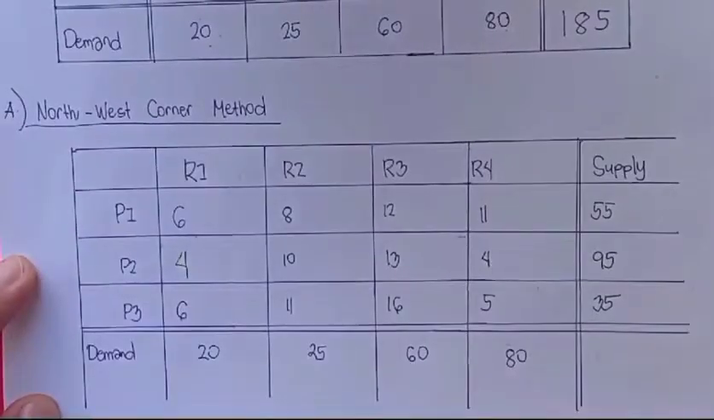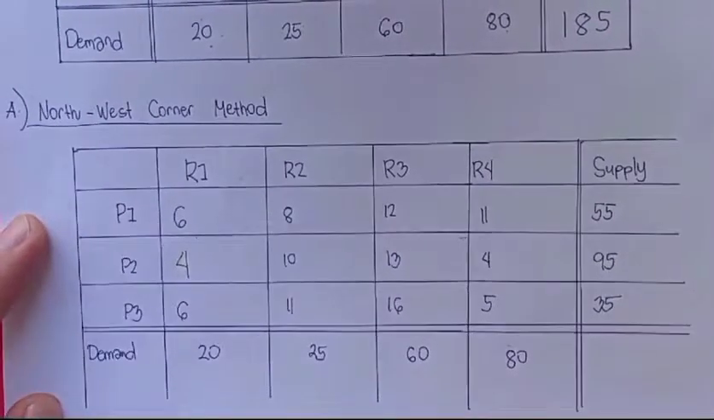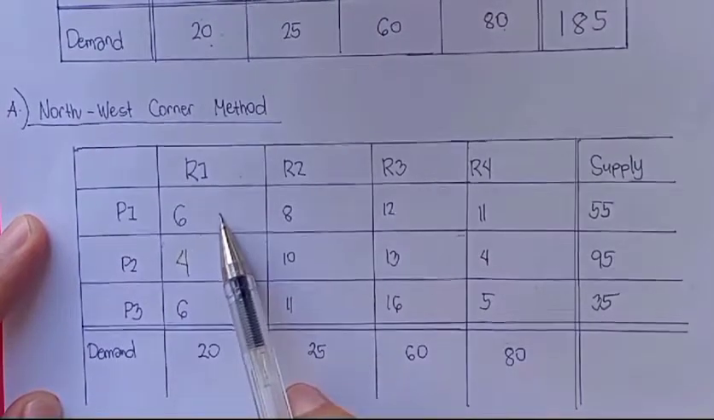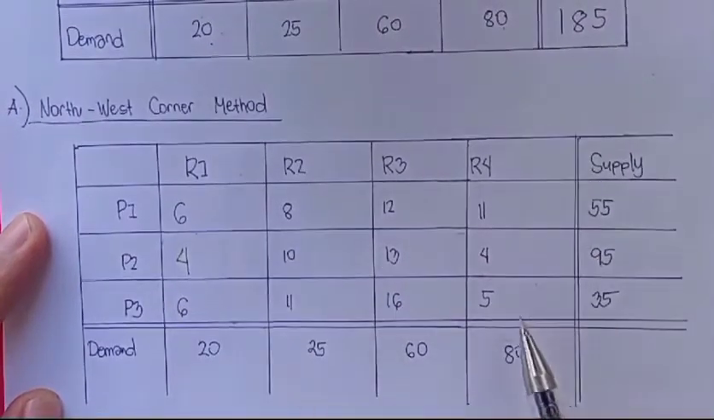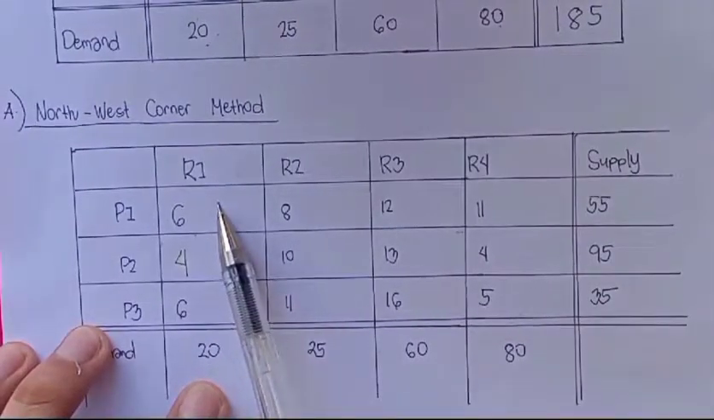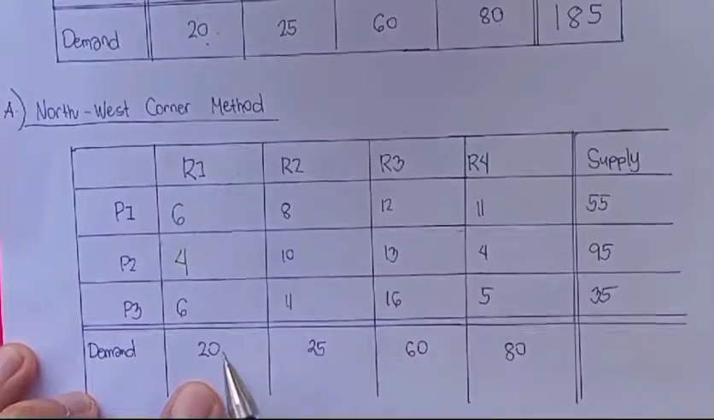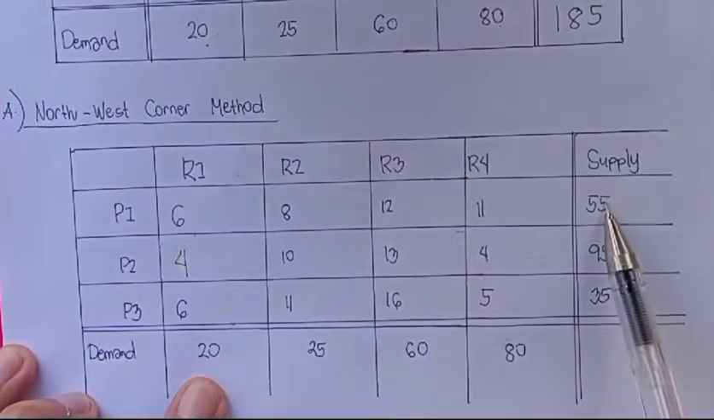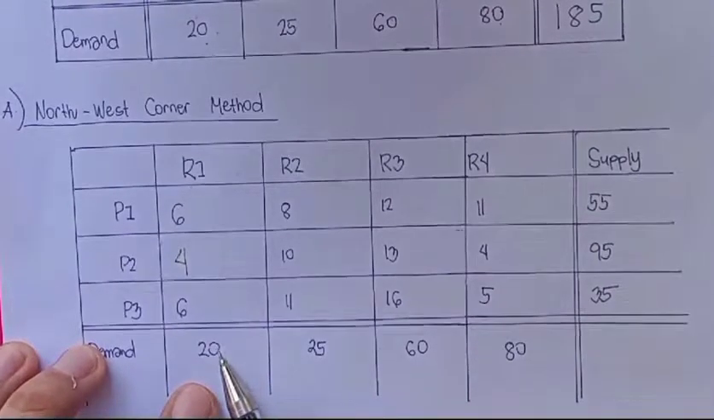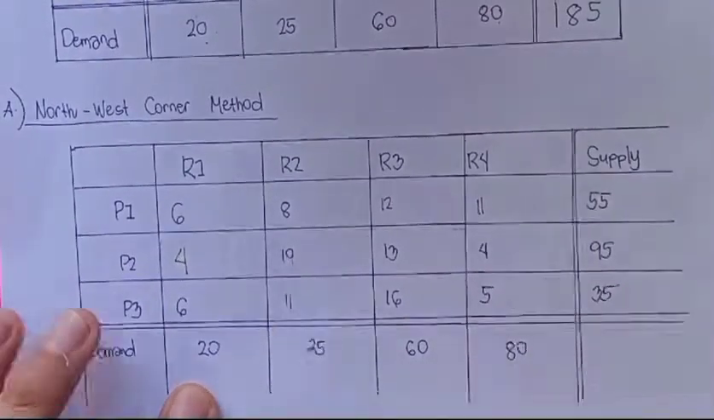So magsisimula tayo dito sa northwest corner method. We will start filling the table from the upper left corner and gradually move to the lower right corner. So this is the northwest corner, and we will find out what is the demand and supply. The demand is 20 and the supply is 55. So the minimum of 20 and 55 is 20. So ito yung lesser value. So we have 20 units.